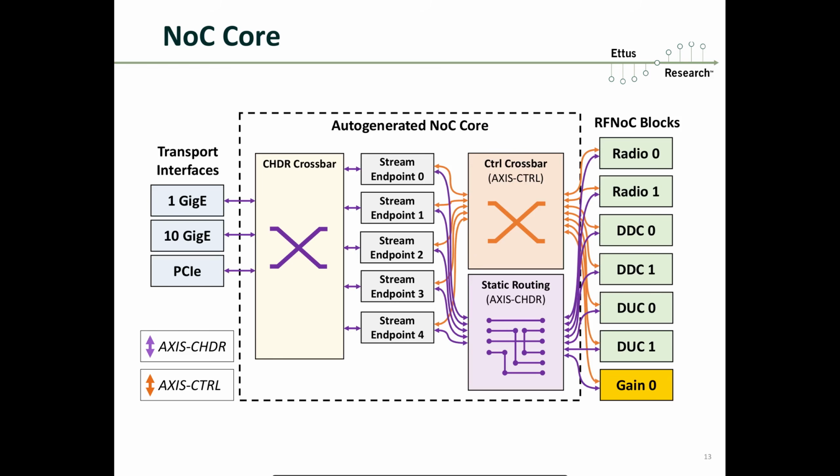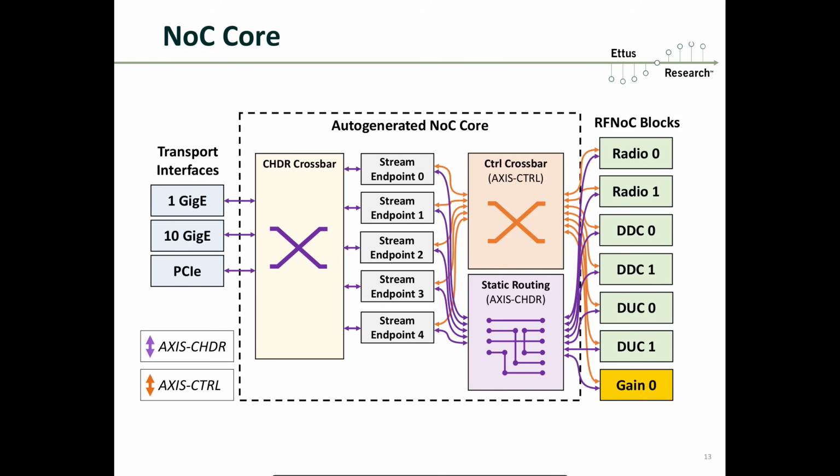Now, when you look inside the auto-generated NoC core, we can see on the left there is a CHDR crossbar, which is a fully connected crossbar. That means that every port can route to every other port. To the right of the crossbar, we see that we have the stream endpoints. We have 5 of them defined here.